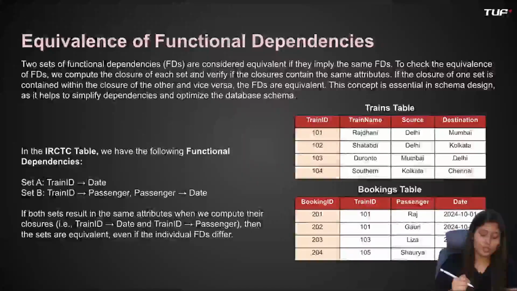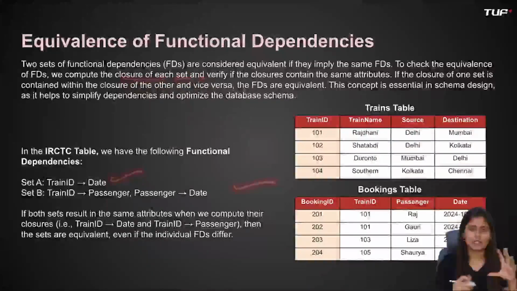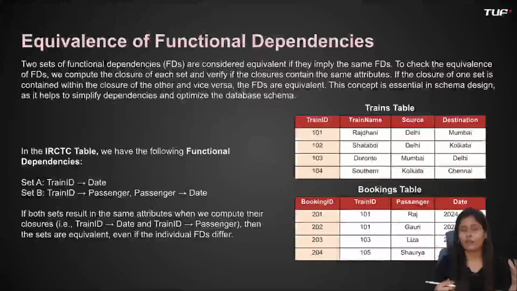That is what the definition says. Two sets of functional dependencies are considered equivalent if they imply the same functional dependencies. To check the equivalence, we first compute the closure of each set. Closure is nothing but the set of all functional dependencies. Find out the new functional dependencies or the older ones, and then we match whether every functional dependency exists in both the sets or not. If it matches, then both sets of functional dependencies are equivalent, right?